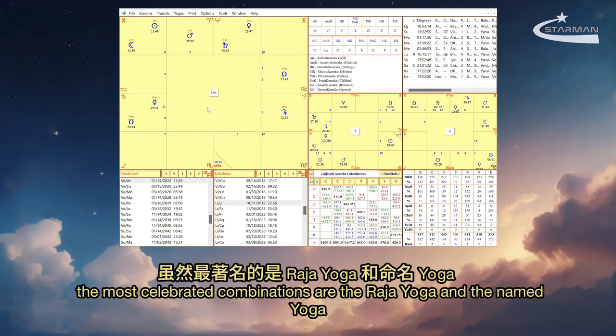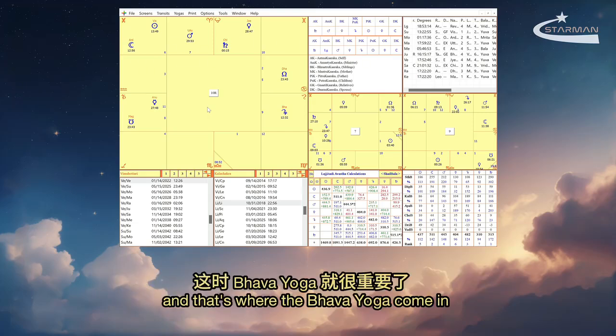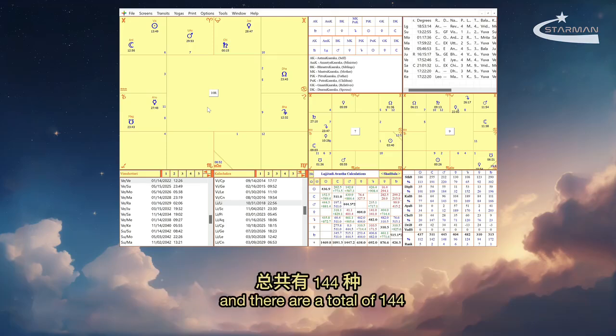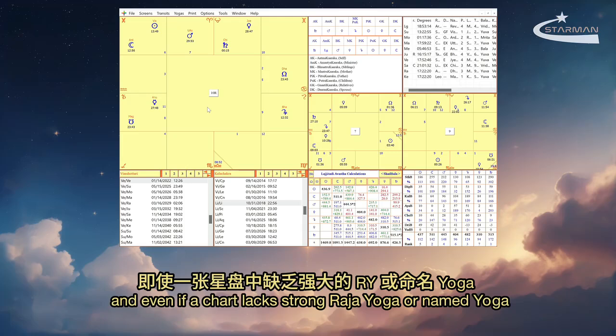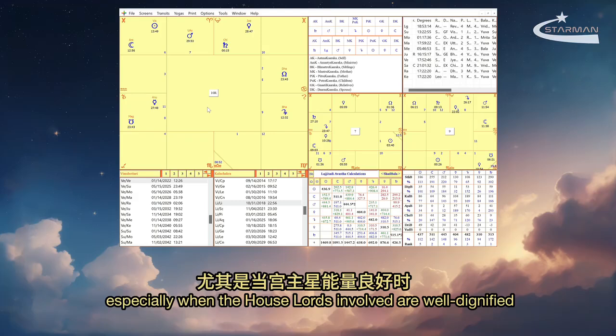The third group is the Bhava Yoga, and these can also be very powerful as well. The most celebrated combinations are the Raj Yoga and the Named Yoga, but not everyone has them, or at least not in great number. And that's where the Bhava Yoga come in, right? Bhava Yoga are the foundational yogas formed by the placements of house lords in various houses. And there are a total of 144. And even if a chart lacks strong Raj Yoga or Named Yoga, those Bhava Yogas can still create significant success, especially when the house lords involved are well dignified.